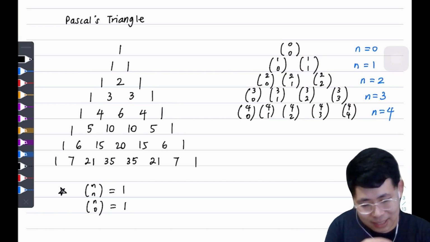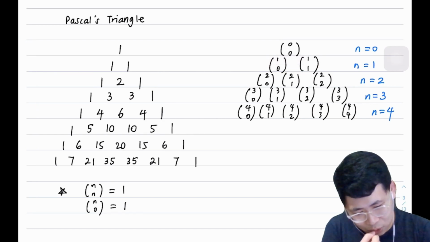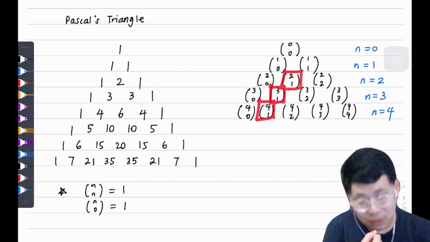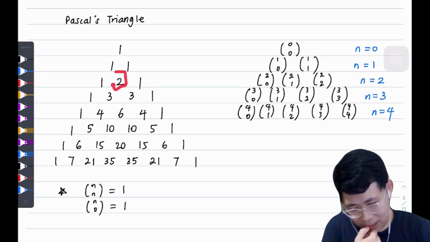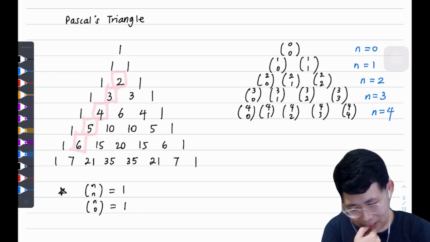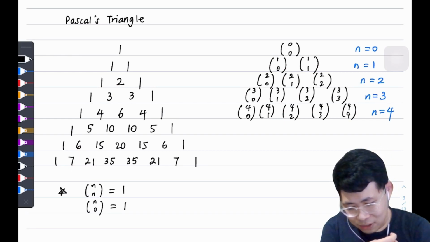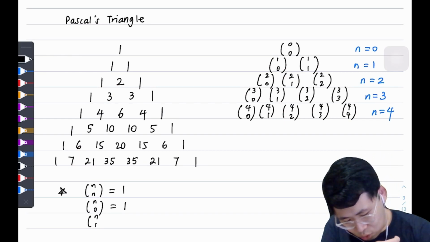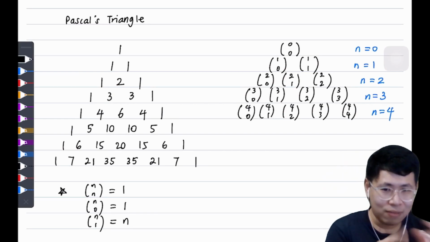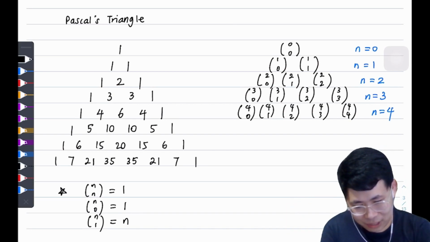Now the next thing is this one over here. We have a 2 choose 1, a 3 choose 1, a 4 choose 1, and so on: 5 choose 1, 6 choose 1, and a 7 choose 1. Do you see this? So if you have an n choose 1, this will be equal to n. How many ways to choose one item from a list of n items? Just n ways.